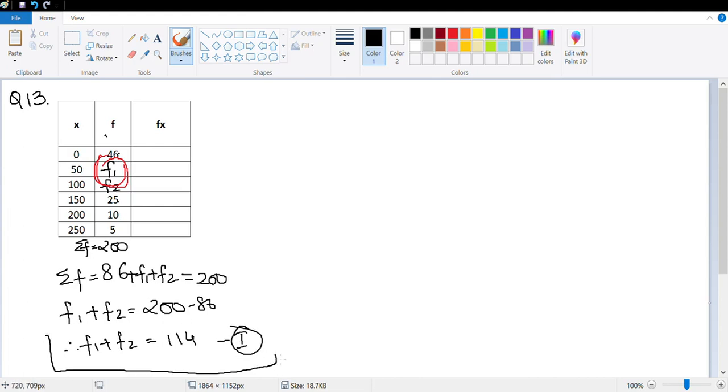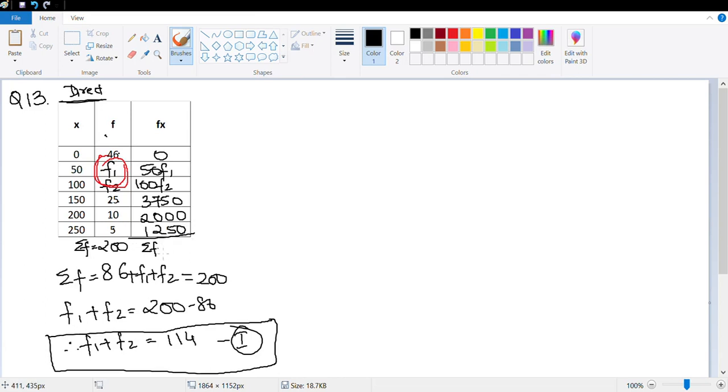I think by now you know, if you have two variables, you will need to have two equations. Let's see what second equation we can get. I'm using the direct method for this one. So in this case, I multiply directly. So 46 into 0, that gives me 0. 50 into f1 gives me 50 f1. This gives me 100 f2. 25 into 15, that's 375. It gives me 3750. This gives me 2000, and this gives me 1250.